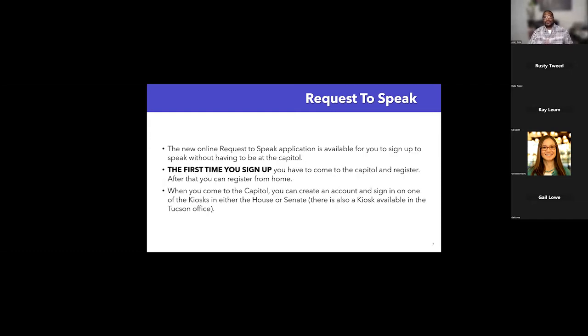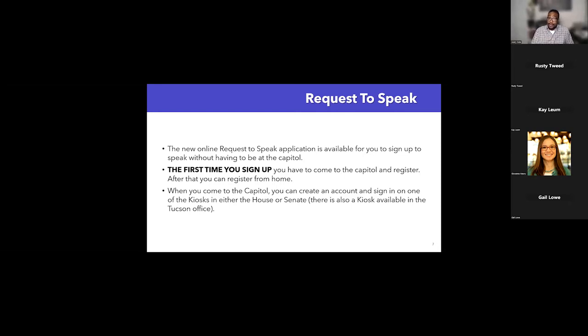So the new online request to speak application is available. And I believe this was something that they started doing during the pandemic. You could sign up to speak without having to be at the Capitol. That being said, the first time that you sign up, you have to come to the Capitol and register. After that, you can register and weigh in on different bills from the comfort of your home or the office. But again, the first time that you sign up for the request to speak program, you have to be at the Capitol to sign up.